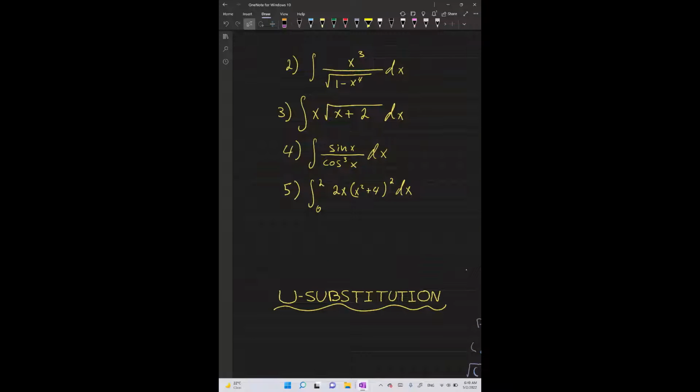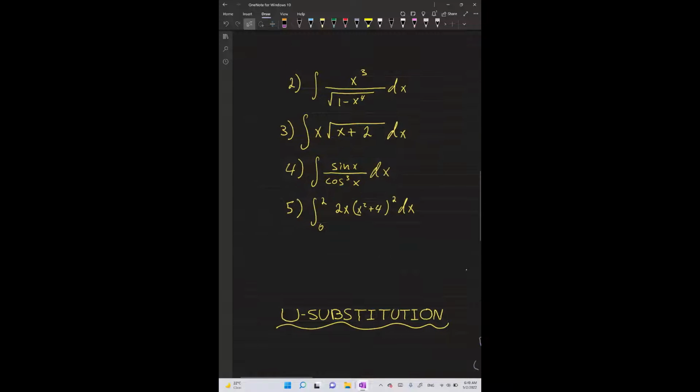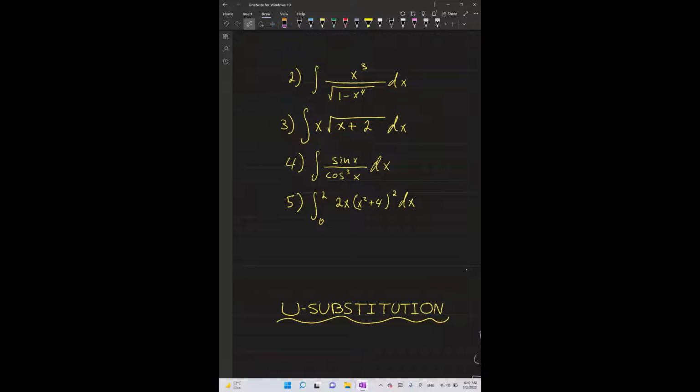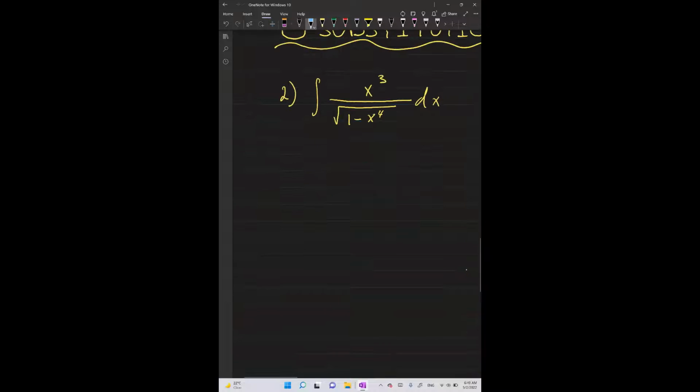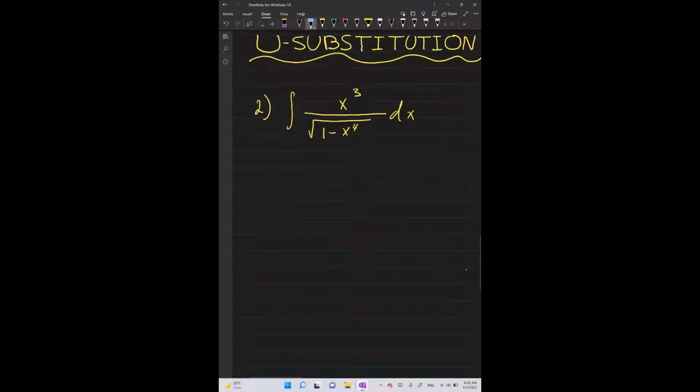Okay. Now let's take a look at the second example, which is this one. Let's move it with us. All right. We got a fraction, we got a square root. And as we said in here, this looks like this. Let's replace what's inside the square root with u. Okay, so u equals 1 minus x to the 4th power.